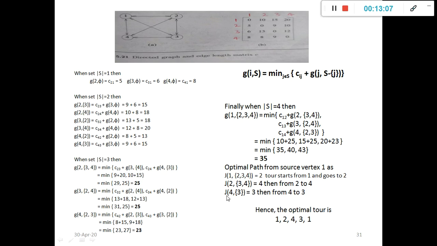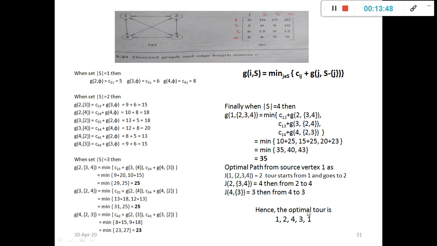Then he will start his journey from 4 to 3, and next visit vertex 3. Here from 4 he has 2 possibilities, 4 to 2 and 4 to 3, but he will consider 4 to 3 because vertex 2 is already visited in the journey from source vertex 1 to 2.